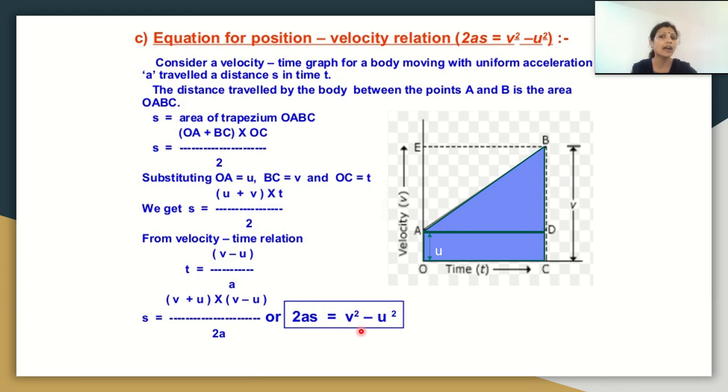And like how you learn by heart your identities of mathematics, these three equations you have to just learn. V is equal to u plus at, s is equal to ut plus half at square, and 2as is equal to v square minus u square are the three equations of motion.